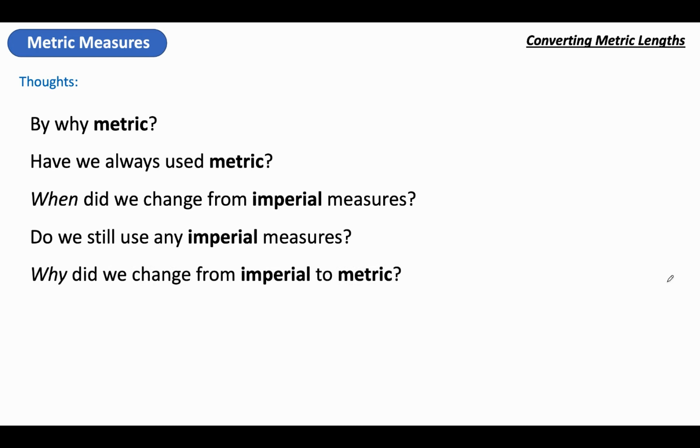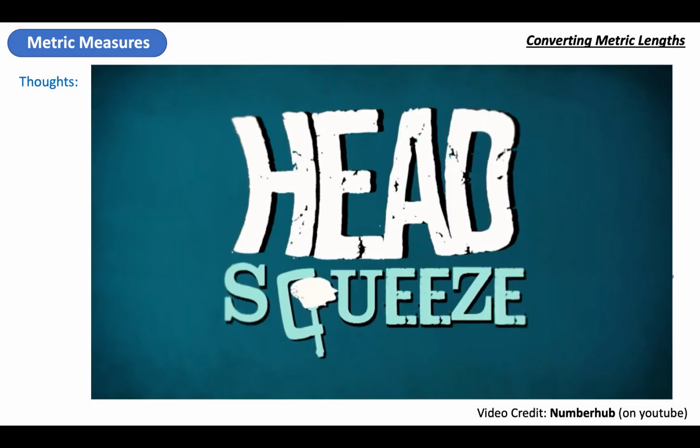Why did we change from imperial to metric? Now, this is a really good question, and there would certainly be a certain generation of people that would disagree with using metric, and they'd say imperial is much better, which I'm going to show you why I don't think that's the case. And here's a quick video from NumberHub. Same guy, he's a brilliant guy. He also does some stuff on Numberphile as well. Look them up. It's really, really good. And this explains a bit why maybe imperial units of length particularly are not that great.